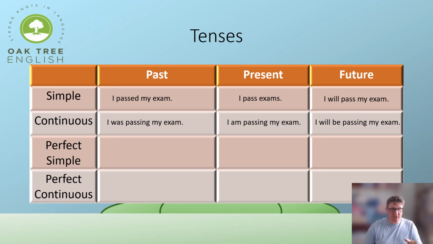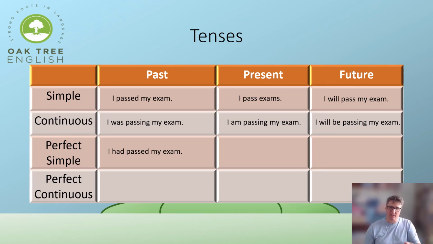So the past perfect simple, I had passed my exams. Once again, you're giving background information, usually. I had passed my exam. Why did you work in that place? Well, I had passed my exam. Why were you able to get this job? Because I had passed my exam. So it's all about telling a story from a different vantage point.